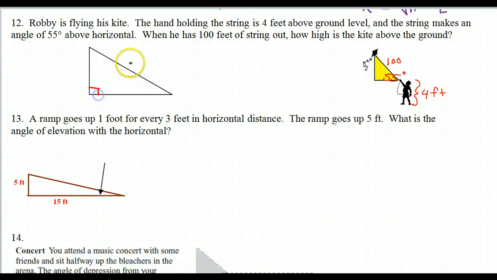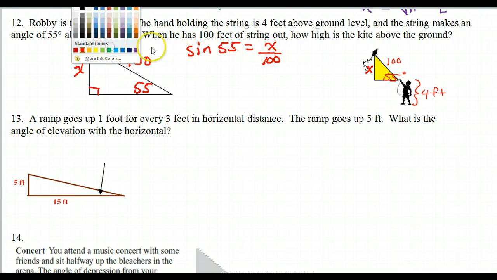Okay, so we've got this right triangle. This is 100. This is 55. I could find this side of the triangle. I'm going to call that x, right here. That's opposite over hypotenuse. That's a sine function. So sine of 55 is equal to x over 100.